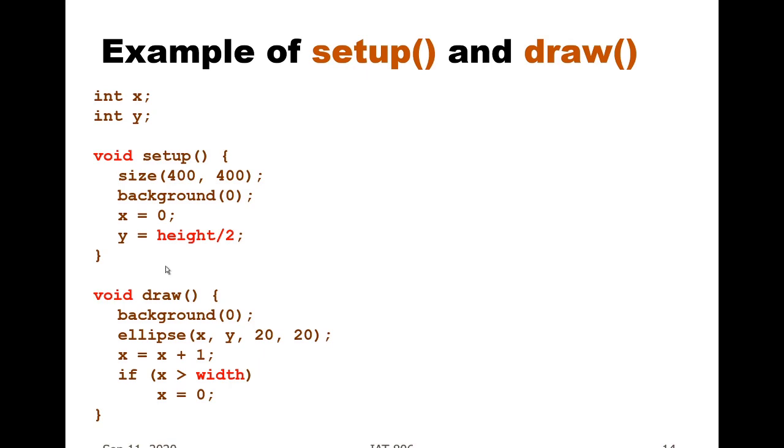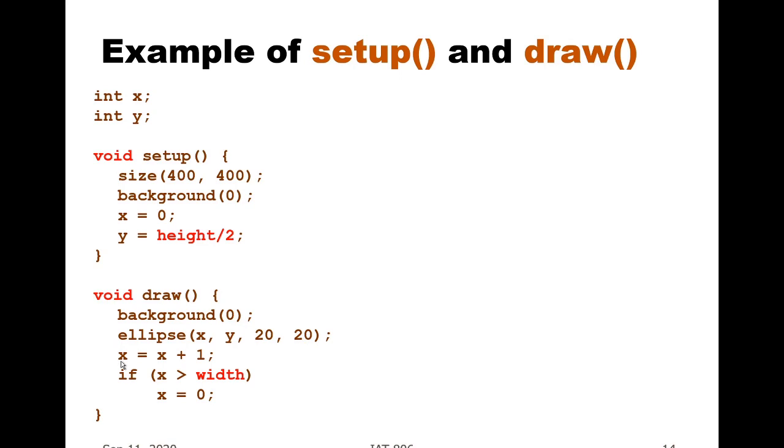Now let's look at the draw function. This says void draw, and again, open and close brace. Once again, draw returns nothing, so it has the void return type. And draw is called repeatedly by the Processing program until the program is stopped. So every time the draw method that we've set up here is called, it once again clears the screen to be black with the background 0 call. And then it draws an ellipse using the x and y values and size 20 by 20, so it's drawing a 20 by 20 circle.